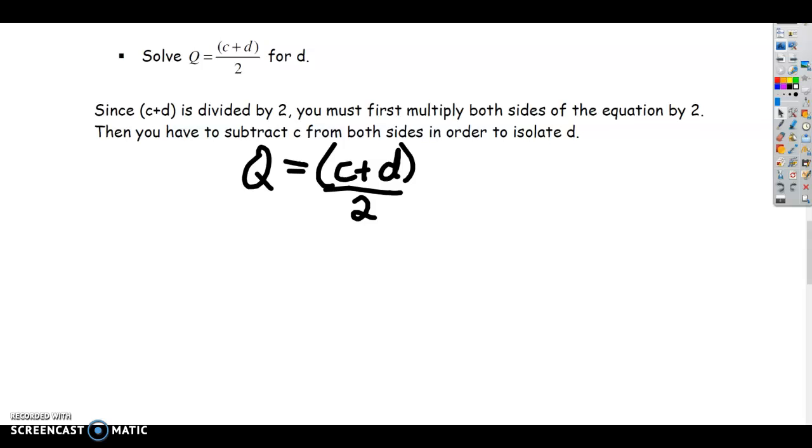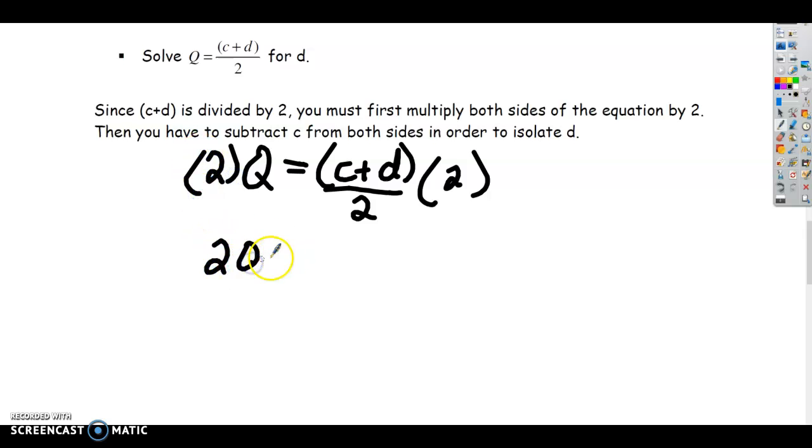All right, the next example is Q equals the quantity, or in parentheses, C plus D, all divided by 2. When you see the parentheses, that shows you that that is grouped together in the numerator. So the first thing we have to do to solve for D is get rid of the fraction, or multiply by 2. First, we divided by 2, so now we have to multiply by 2. All right, so let's multiply this side by 2 and this side by 2.